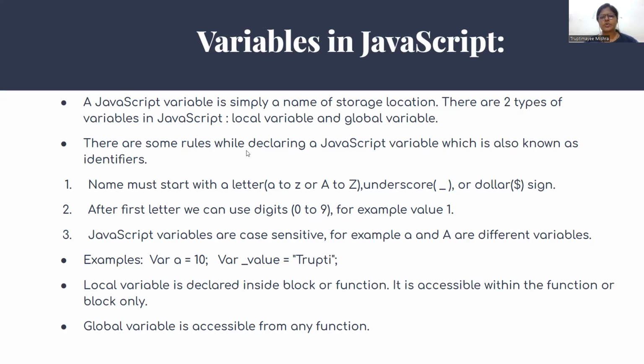So there are some rules to declare a variable. The name must start with a letter, underscore, or $ sign. After the first letter, we can use digits, that is 0 to 9. And JavaScript variables are also case sensitive; both uppercase and lowercase matter.